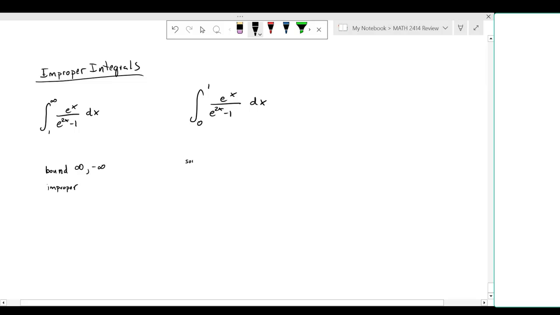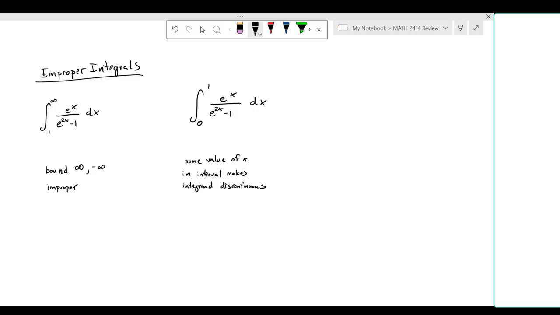There's some value of x in the interval of integration which makes the function discontinuous, but really if you have a vertical asymptote. I'll just say discontinuous. Okay. And we only allow one improper thing per integral, correct?